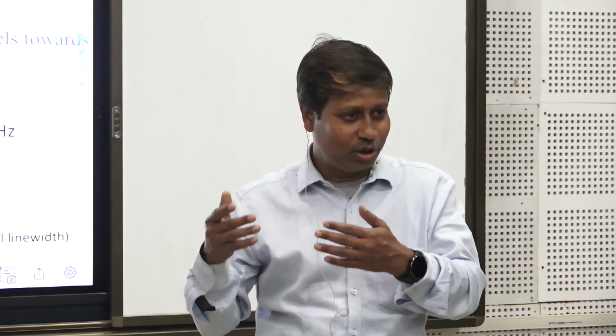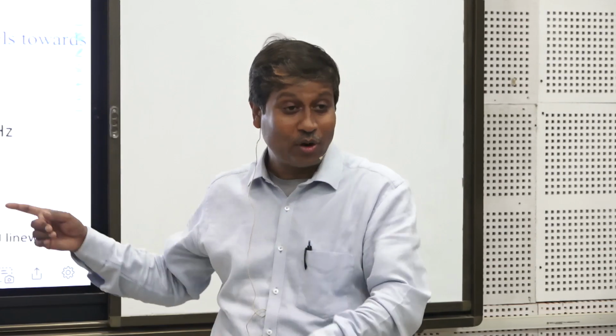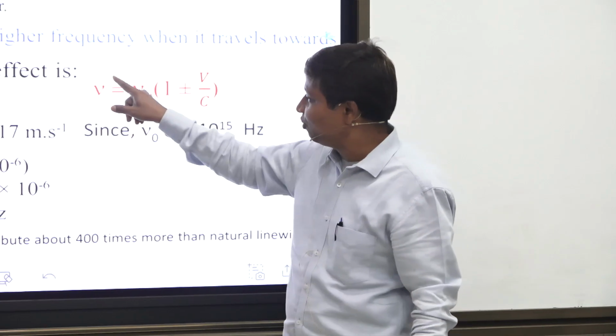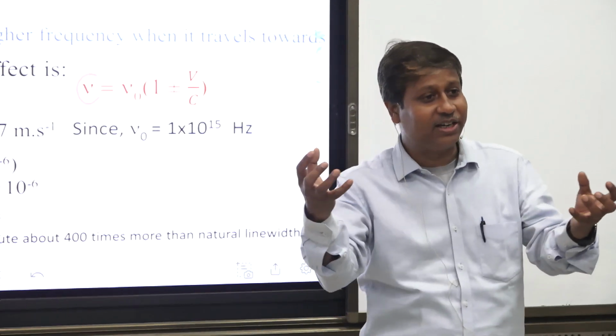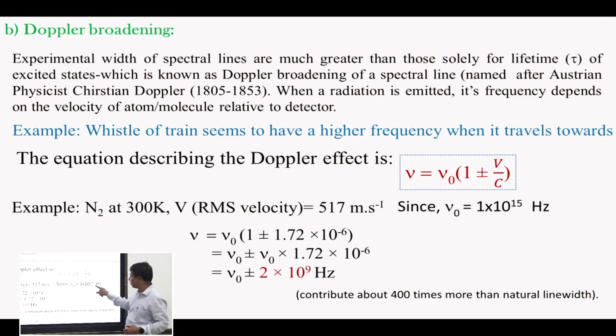And the detector is what gives you the information. So in spectroscopy also, you will have a detector. What it detects is actually a different frequency. So what is the change in the detection? You can use this formula: V is the velocity, the frequency recorded is the original frequency emitted, nu zero, times 1 plus or minus velocity by c. And it is seen that for nitrogen at 300 Kelvin, the velocity is 517 meters per second, and the nu zero value is 10 to the power 15 hertz.